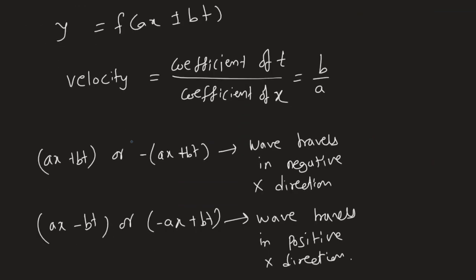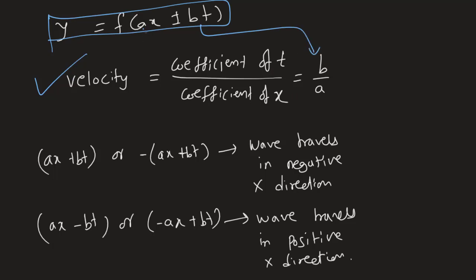Another important thing that you need to remember is that if you are given the wave equation, then you can easily find the velocity of that wave. All you have to do is take the division of the coefficient of t and the coefficient of x. So the coefficient of t is b in this case, and a is the coefficient of x. So b divided by a, that will be the velocity of the wave.